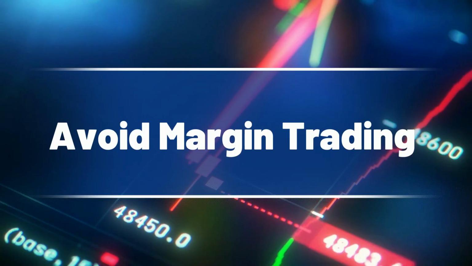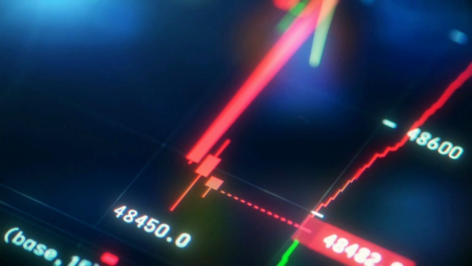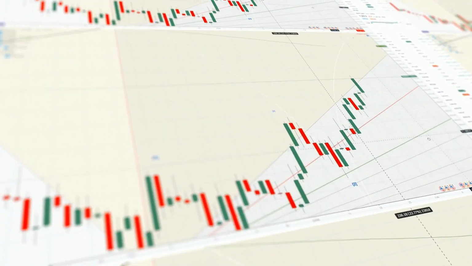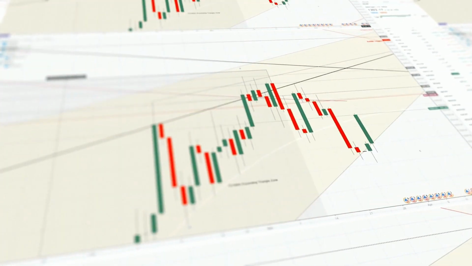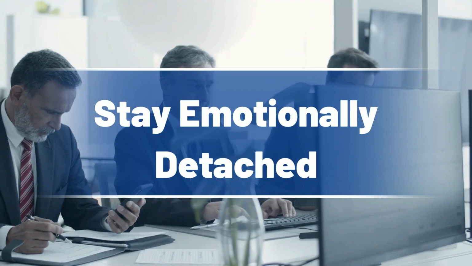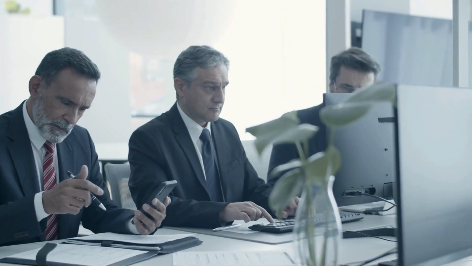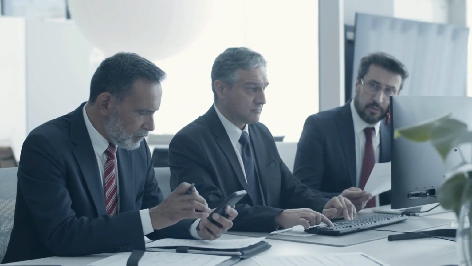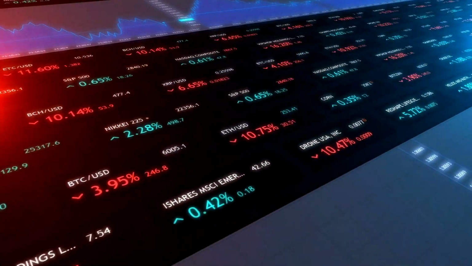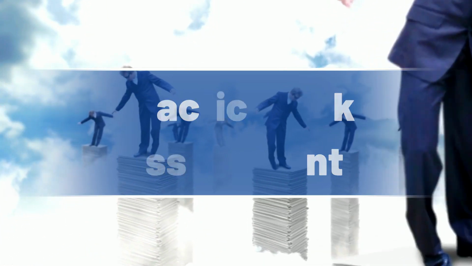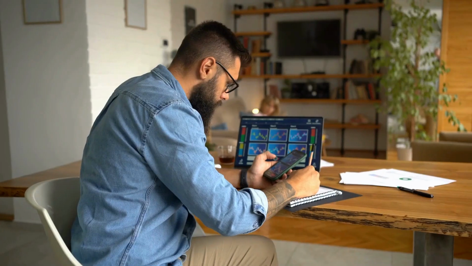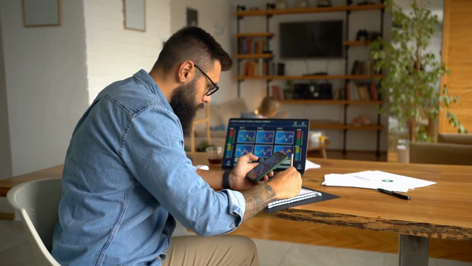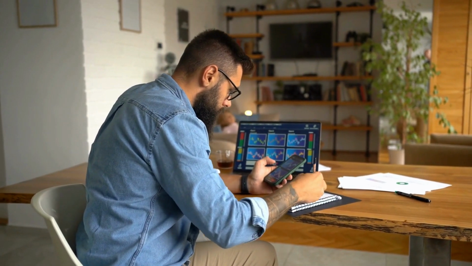Avoid margin trading. Leverage. While margin trading can amplify potential profits, it also significantly increases the risk of losses. Avoid using excessive leverage, especially if you are a beginner. Stay emotionally detached. Emotions can cloud judgment and lead to irrational decisions. Maintain a disciplined and rational approach to trading, even in times of market uncertainty. Practice risk assessment. Before entering a trade, assess the potential risks and potential rewards. Consider factors like market volatility, news events, and overall market sentiment.